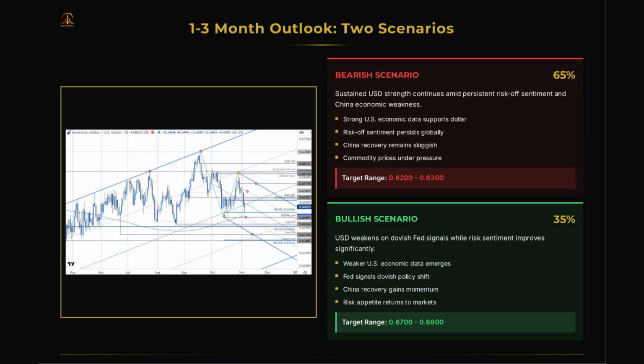The bullish scenario has a 35% probability. Here, the USD weakens on dovish Fed signals, while risk sentiment improves significantly. Weaker U.S. economic data emerges, the Fed signals a dovish policy shift, China's recovery gains momentum, and risk appetite returns to markets. The target range for this scenario is 0.6700 to 0.6800.